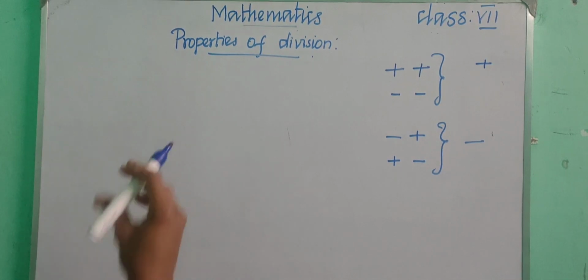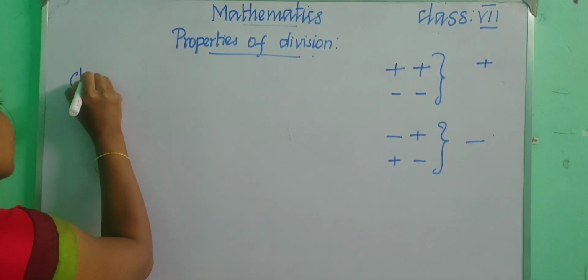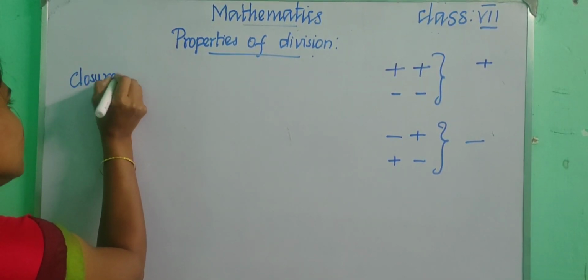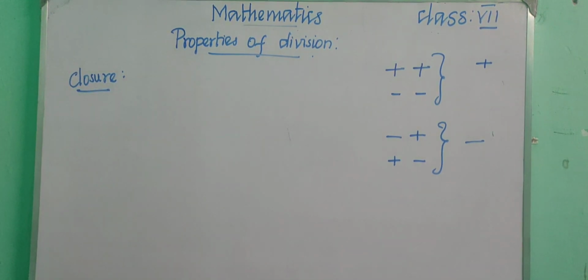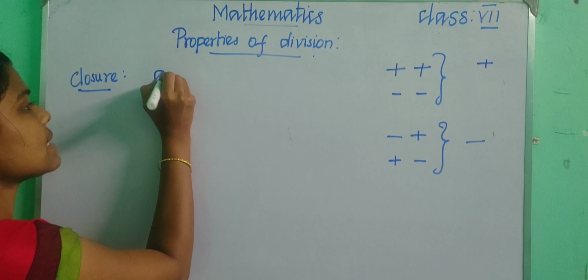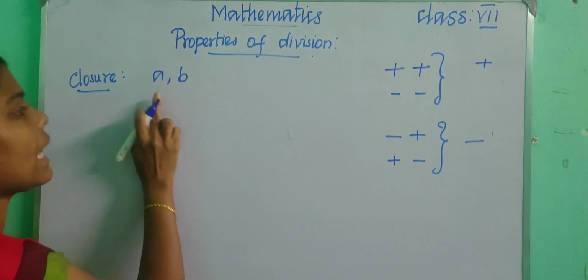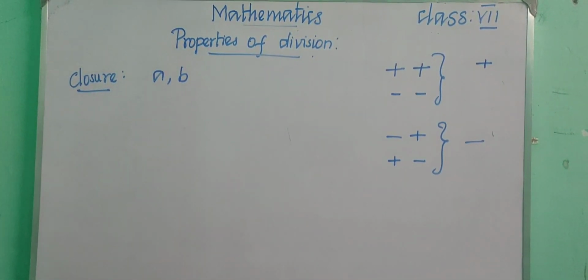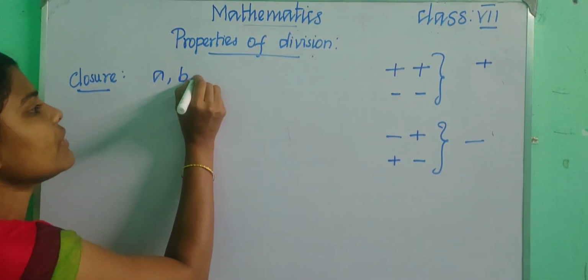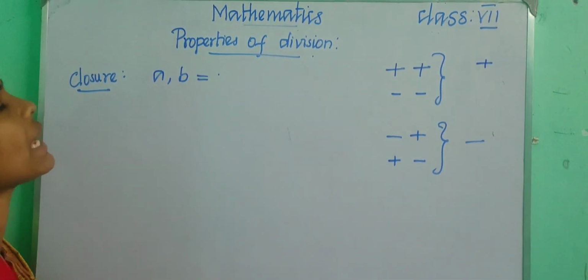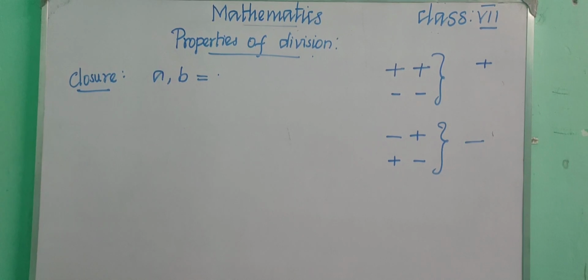Okay children, so let us check with the closure property. The first is closure. Closure means, simply, if you have two integers a and b, and you divide these two integers, the answer, the quotient we get should also be an integer. That is the rule for closure property. Let us check with some examples.